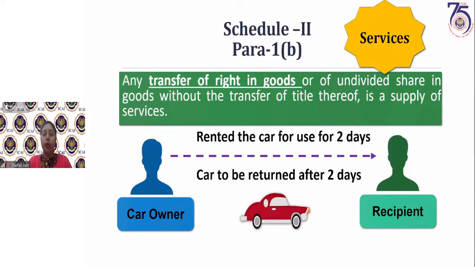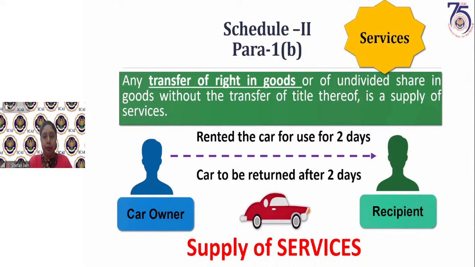So a car owner has rented his car for use for 2 days to a recipient, and that car has to be returned after 2 days' time. So that will be only a right to use in car has been transferred, and it is a supply of service. We have given a car on rent.